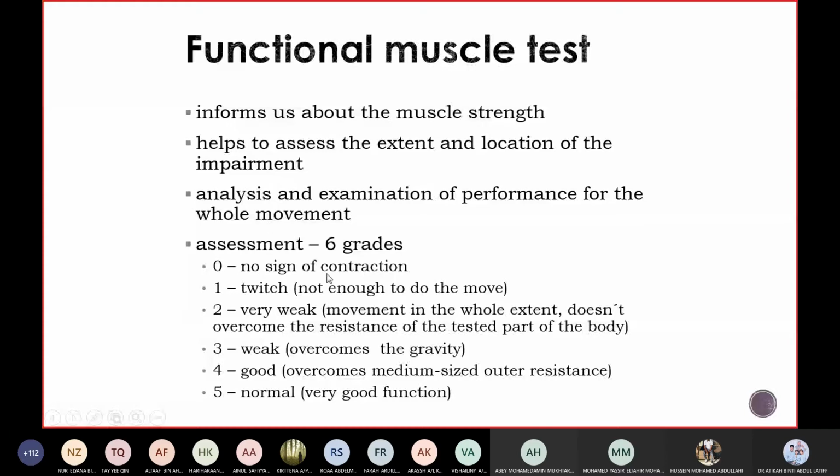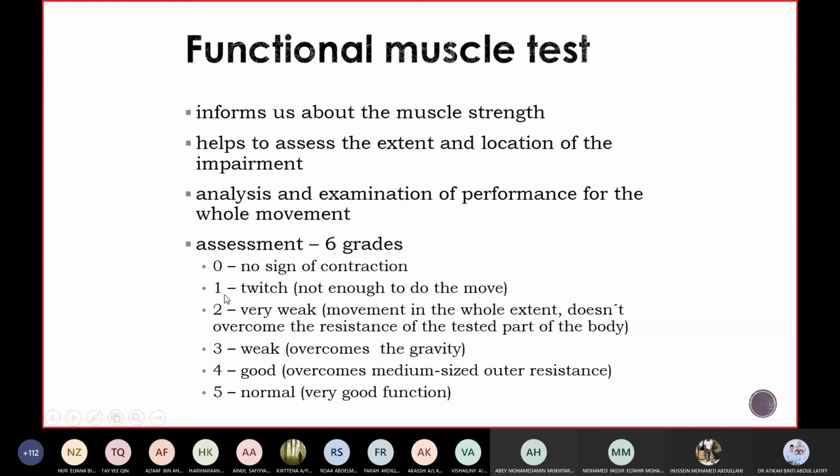in between. So if there's no sign of contraction at all, you give 0. If they can overcome gravity, you give 3. If it's normal good function, you give 5. Okay, so if it's in between that, you give 4. If it's in between weak and no signs of contraction, you can give 1 or 2.